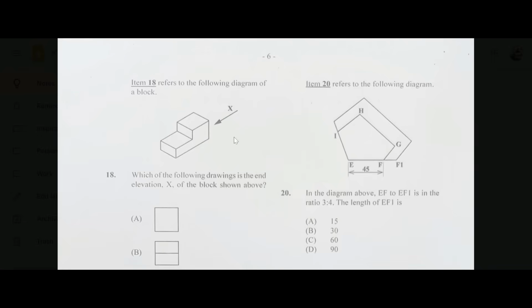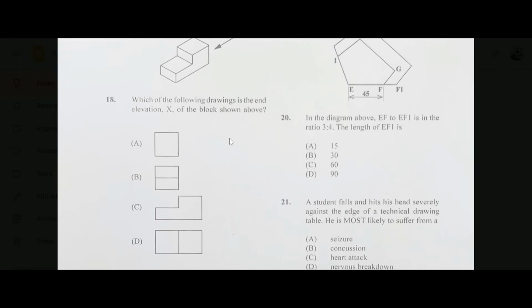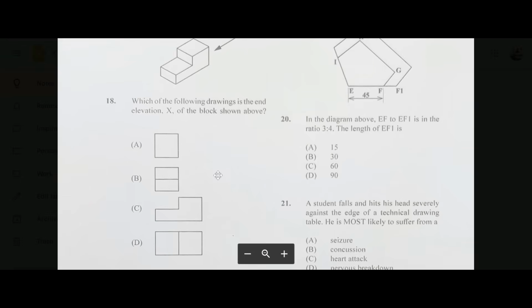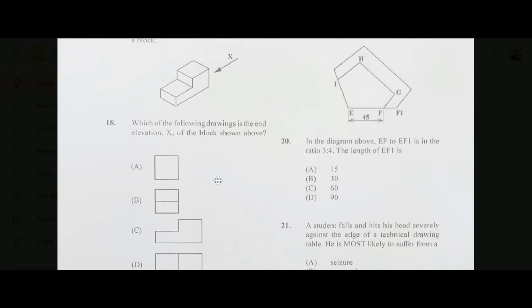Number 18. Which of the following drawings is the end elevation X of the block shown above? So here we have the block and we have the arrow pointing to this end. It's called X. So A is wrong. B is also wrong. C and D are wrong. So, okay. So number 18 has an error.